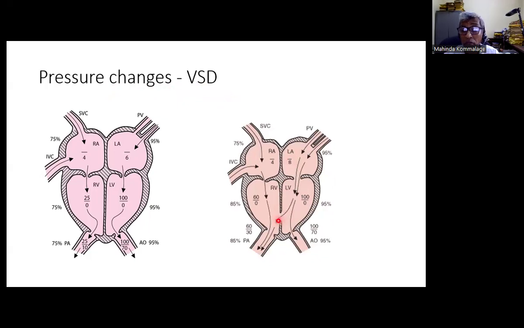Usually, we don't have this hole, right? If there's a hole here, high pressure left ventricular blood will move to the right ventricle, and that will alter the pressure here. So normally it's 25 diastolic pressure, but now here we have 60 diastolic pressure. That means blood pressure increases because of this VSD, ventricular septal defect, right?